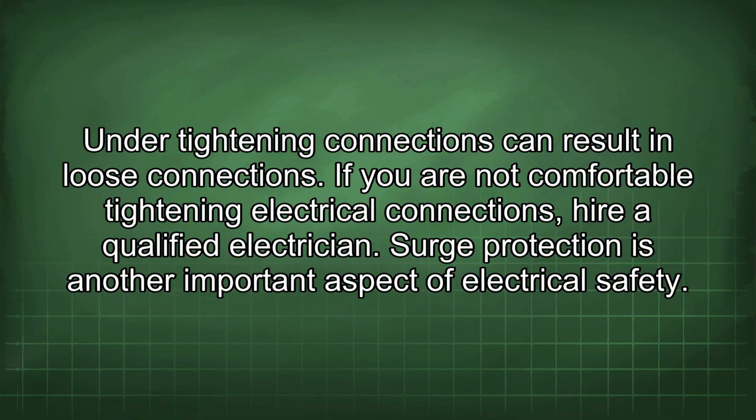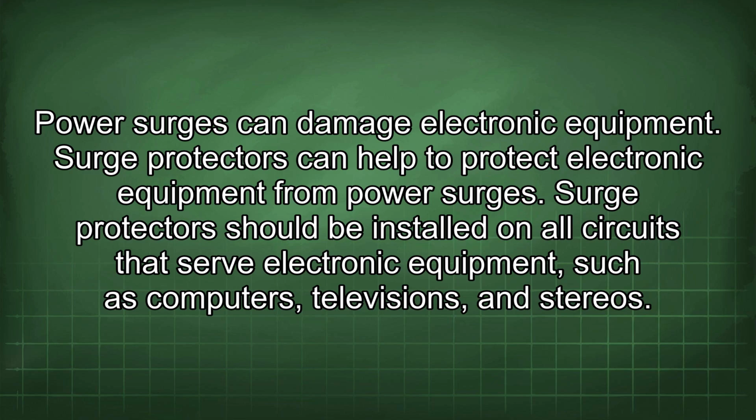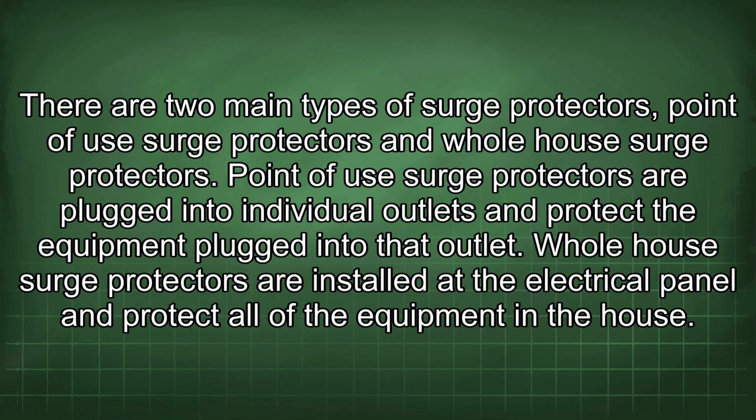Surge protection is another important aspect of electrical safety. Power surges can damage electronic equipment. Surge protectors can help to protect electronic equipment from power surges. Surge protectors should be installed on all circuits that serve electronic equipment, such as computers, televisions, and stereos. There are two main types of surge protectors: point-of-use surge protectors and whole-house surge protectors. Point-of-use surge protectors are plugged into individual outlets and protect the equipment plugged into that outlet. Whole-house surge protectors are installed at the electrical panel and protect all of the equipment in the house.